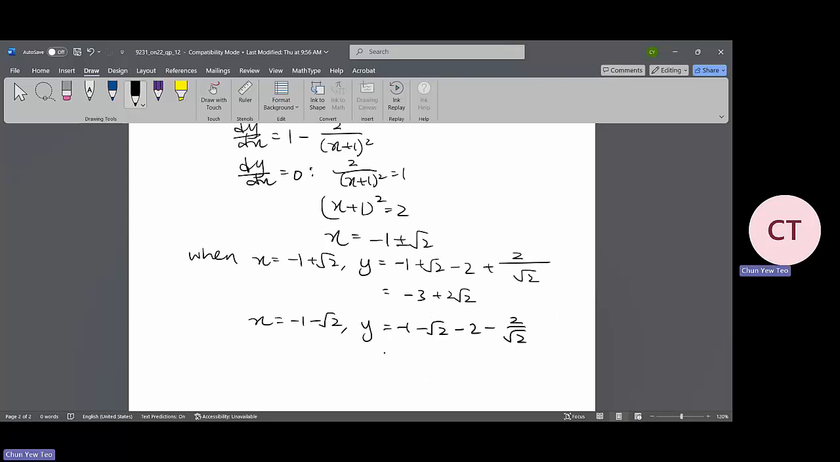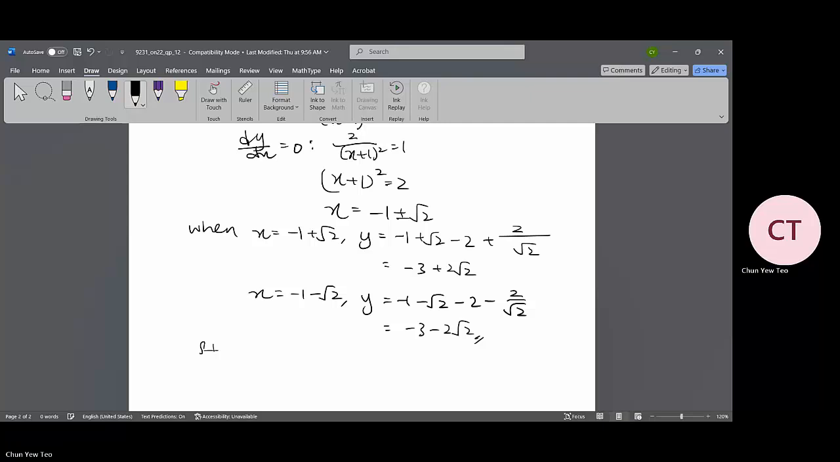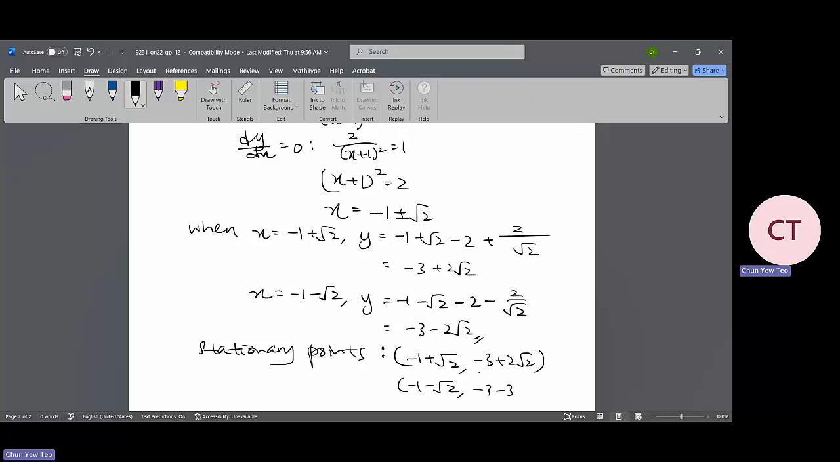So it will be -3 minus 2 is a 2. Okay, so your stationary points, you have two. They are (-1 plus √2, -3 plus 2√2). Another one is (-1 minus √2, -3 minus 2√2). So these are your stationary points. Done for part B.